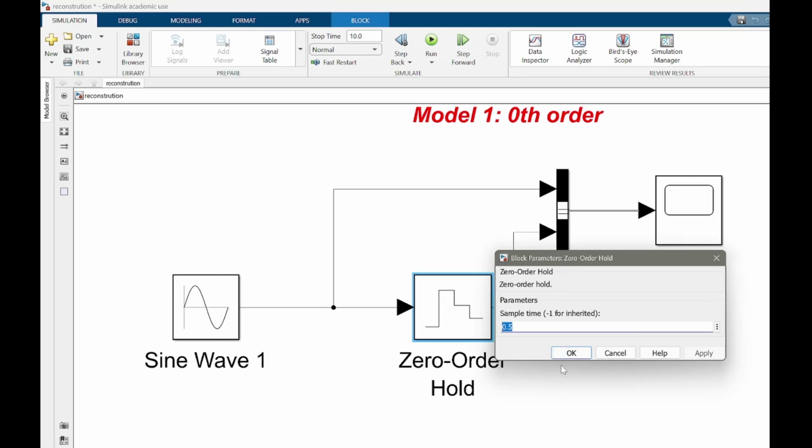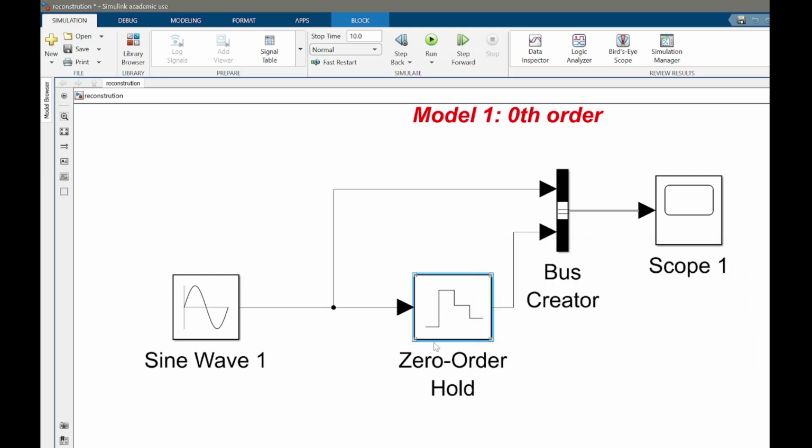This means the block samples the sine wave every half second. But here's the important part. After taking one sample, it doesn't continuously follow the sine wave. Instead, it simply keeps that sampled value constant until the next sample arrives. That's why it is called a hold block, and it literally holds the value.